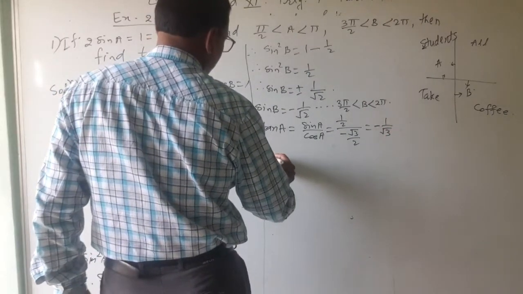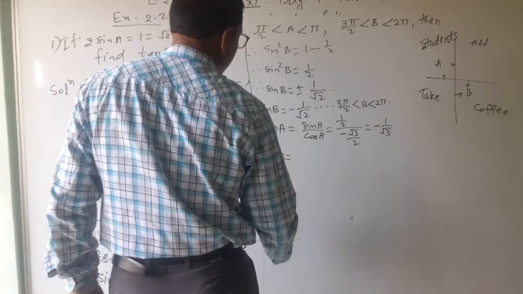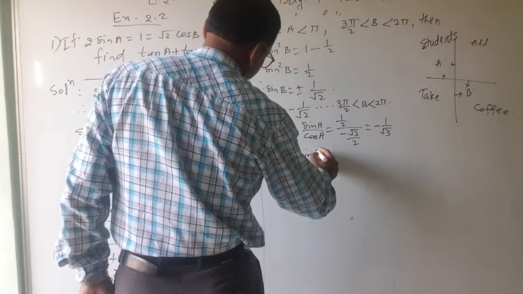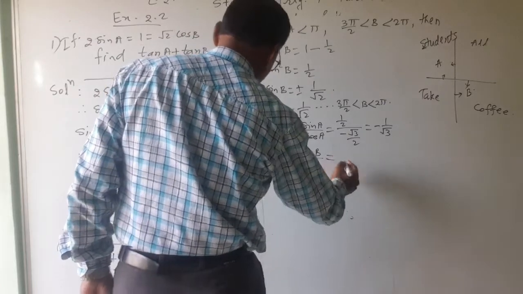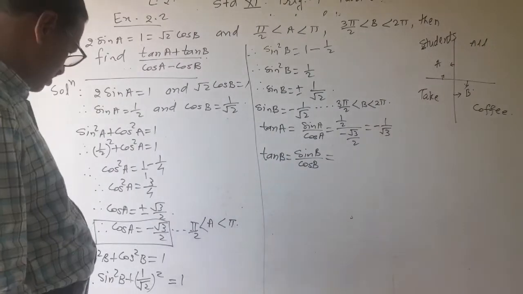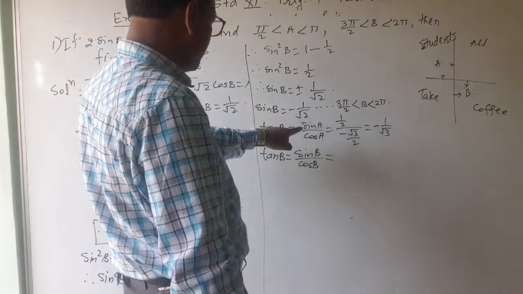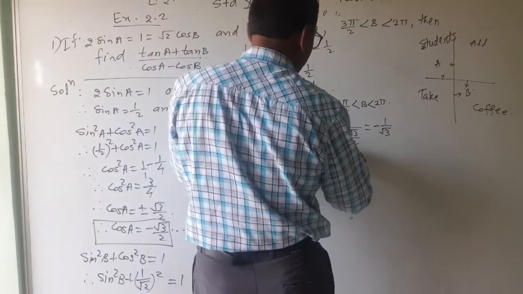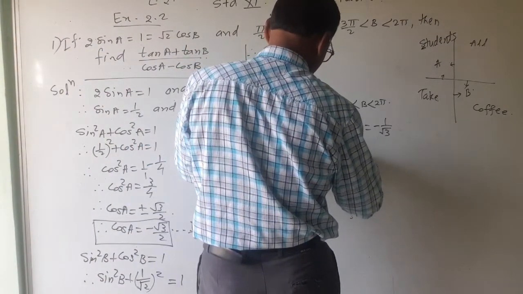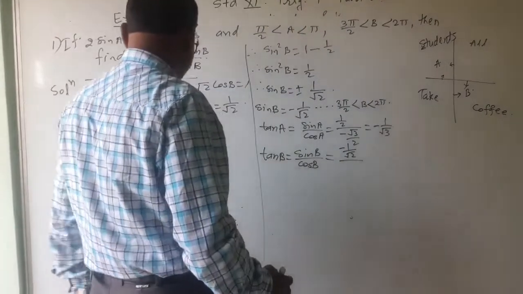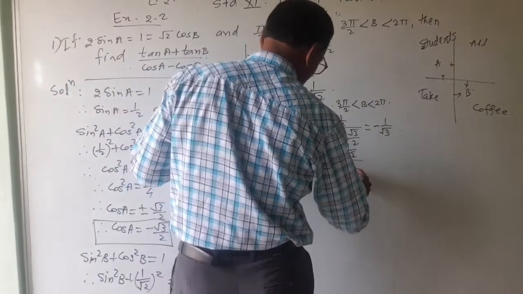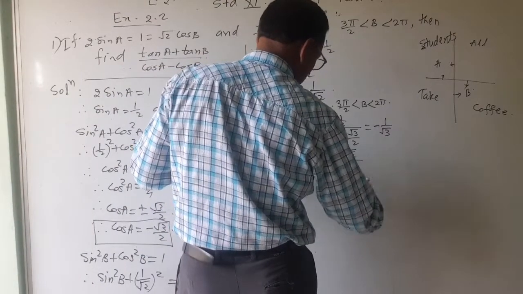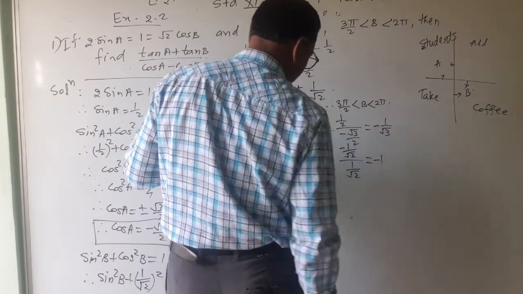Similarly, tan B is equal to sin B upon cos B. Sin B is minus 1 upon root 2, upon cos B, which is 1 upon root 2. Root 2 cancels, so that is equal to minus 1.